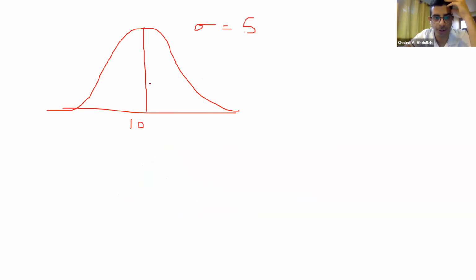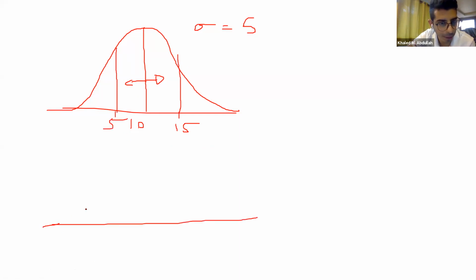I want you all to answer. If I go one standard deviation this way, what's the value that's going to be here? 15. All of you agree it's 15, right? Now, if I go one standard deviation this way, what's the value that's going to be here? 5, right? 5.